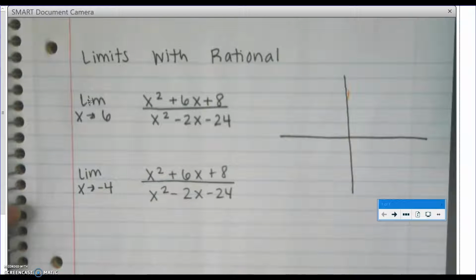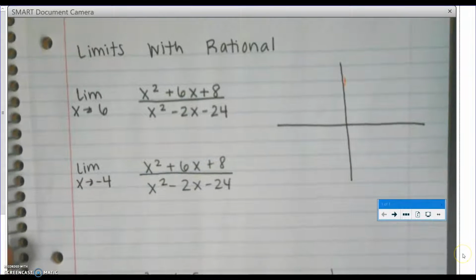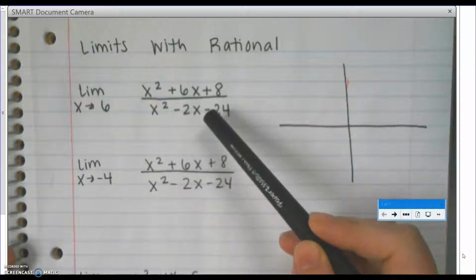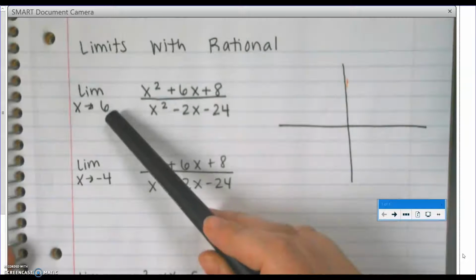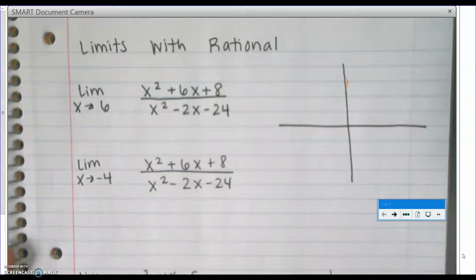Hey everybody, this video is finding the limit with a rational function. If you notice, I have the same exact expression here, but we're going to find the limit as x approaches 6, and we're going to find the limit as x approaches -4.